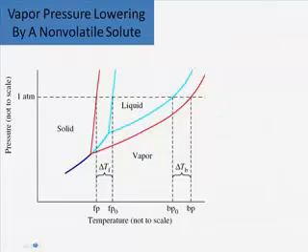Okay, so let's look at a graph and see what else is going to happen when we lower the vapor pressure. Here, the original phase diagram is this light blue colored line that's kind of going up like here. So here is our normal melting point of the pure solvent. And then here is the normal boiling point of the pure solvent.